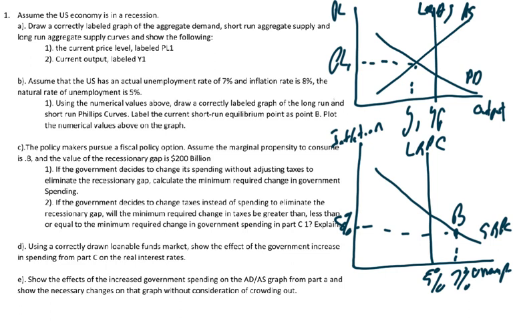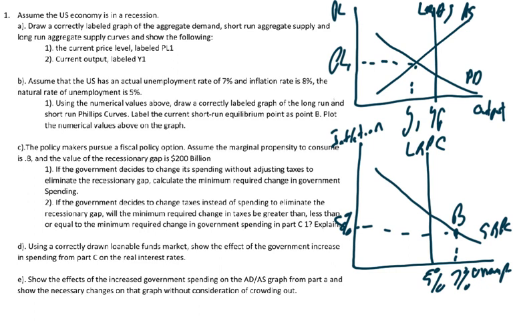All right, C. Policymakers pursue a fiscal policy option. Assume the marginal propensity to consume is 0.8 and the value of a recessionary gap is $200 billion. If the government decides to change its spending without adjusting taxes to eliminate the recessionary gap, calculate the minimum required change in government spending. All right, so we can do that, right?